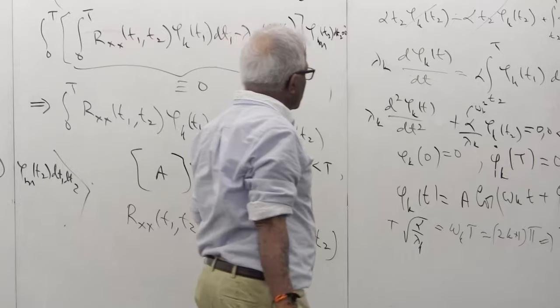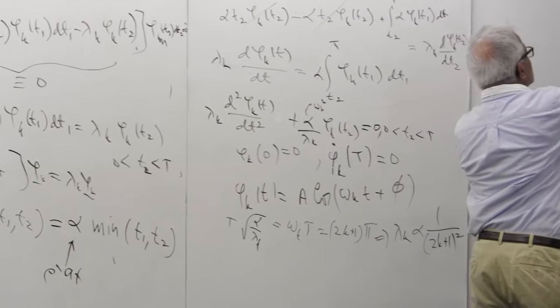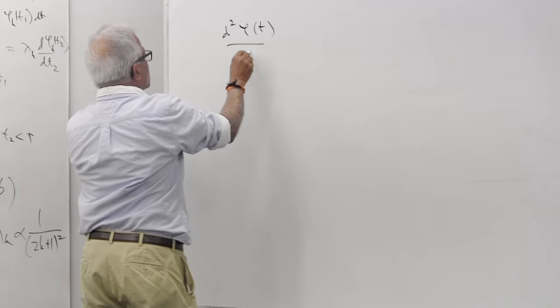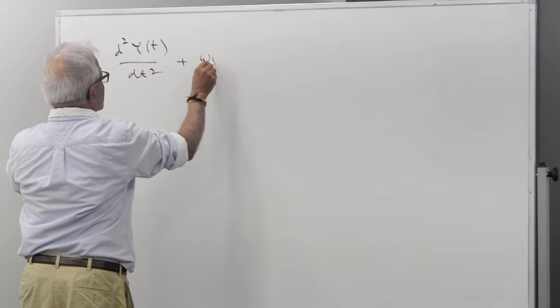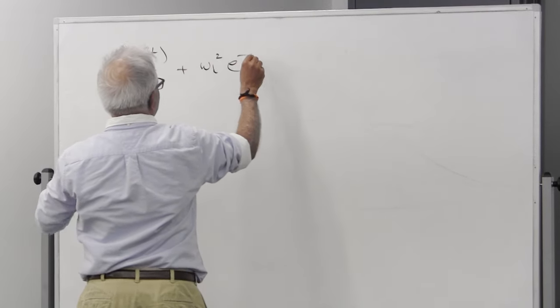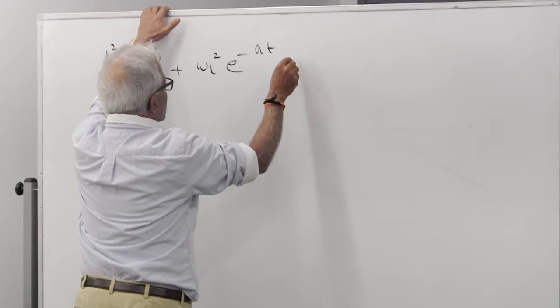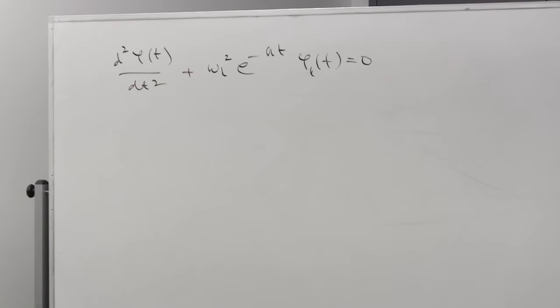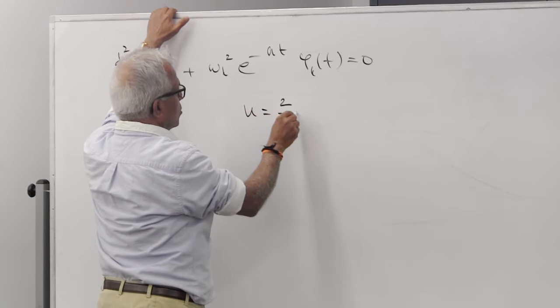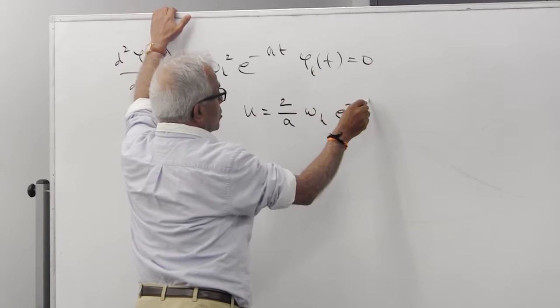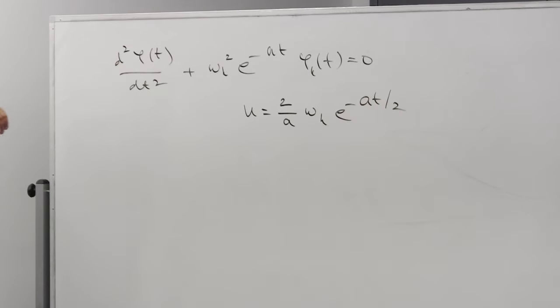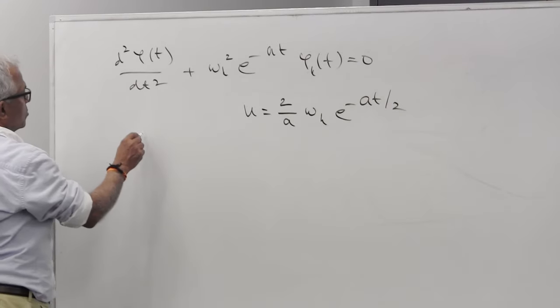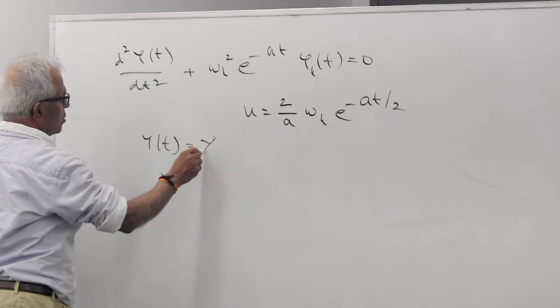So you can see, if you do all that, we'll pick up from here, right? So we have d squared phi(t) by dt squared plus omega k squared e raised to minus at, then phi of t equal to 0. So we are back to a case which we had before, which was, this is the same as the ideal spring with, so we should define a new variable as u, and instead of phi(t), we write it in terms of y of u.